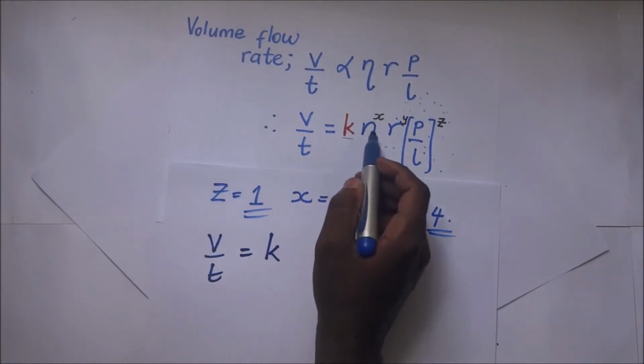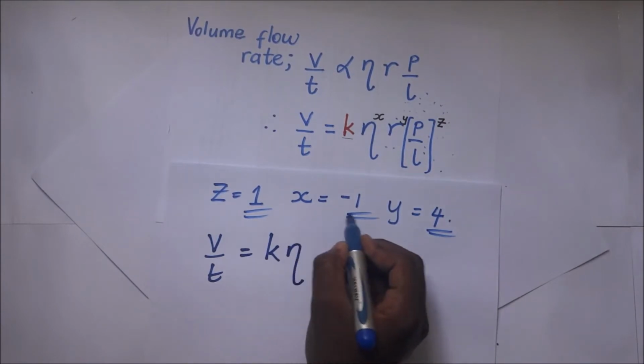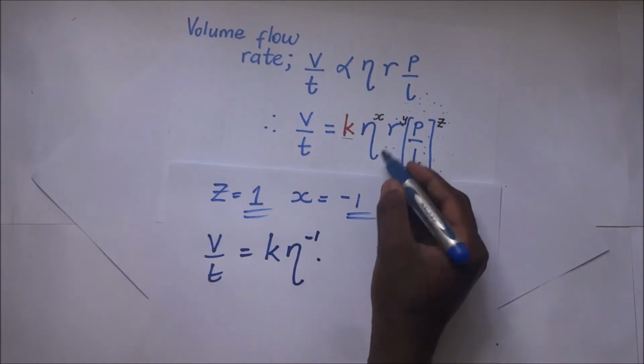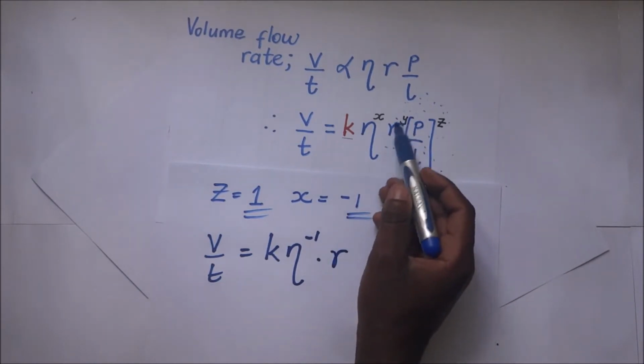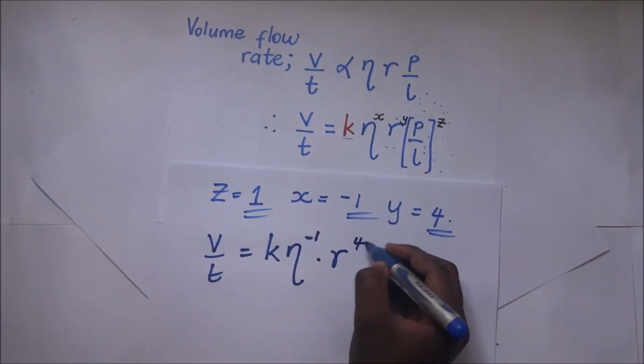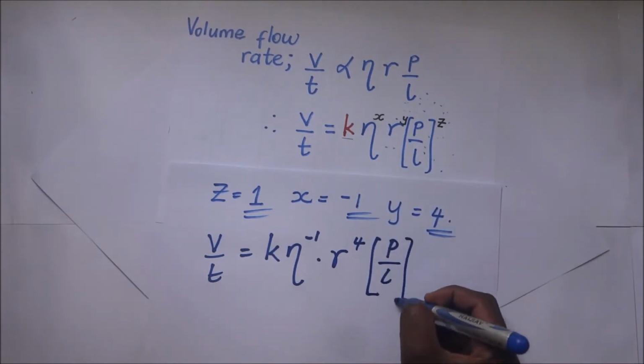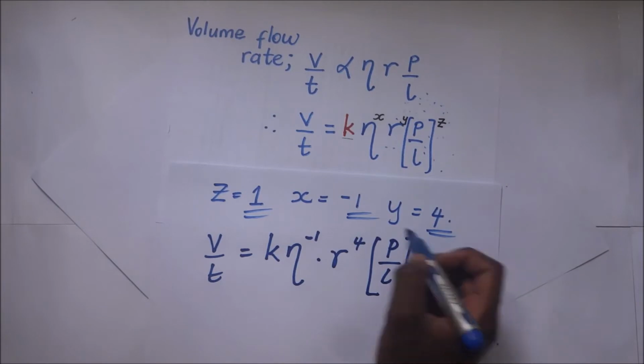this becomes the volume flow rate V over T equals the constant K times η to the power negative 1, since the value of x here is negative 1, multiplied by r to the power 4, since y is 4, multiplied by the pressure gradient P over L, and this P over L is to the power z, which is 1.